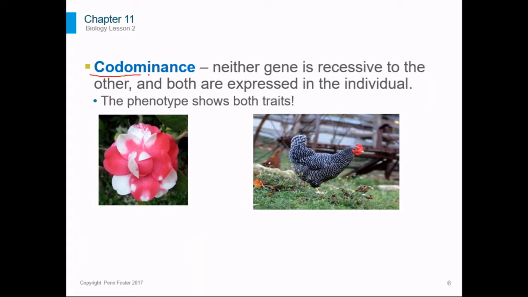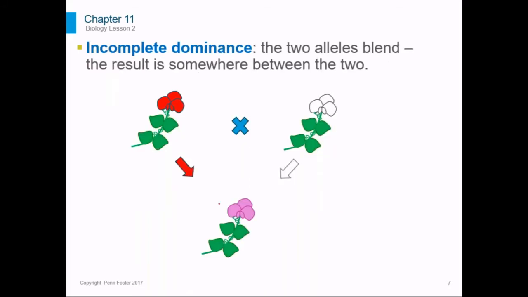Another pattern of inheritance that's alternative to dominant and recessive is incomplete dominance. In this case, the two alleles blend. The result is somewhere in between the two. An example is a plant with red flowers crossed with a plant with white flowers, resulting in an offspring plant with pink flowers. So incomplete dominance is where you have a blend, where you find the medium between two, as opposed to codominance, where both are clearly expressed.